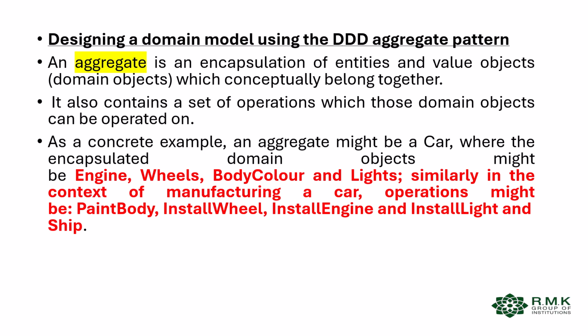Next, designing a domain model using the DDD aggregate pattern. An aggregate is an encapsulation of entities, value objects and domain objects which conceptually belong together. It also contains a set of operations which those domain objects can be operated on. As a concrete example, an aggregate might be a car, where the encapsulated domain objects may be engine, wheels, body color and lights. In the context of manufacturing a car, operations may be painting the body, installing the wheels, installing the engine, and installing the lights.